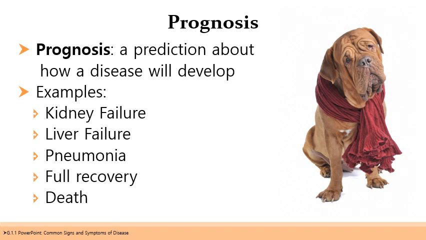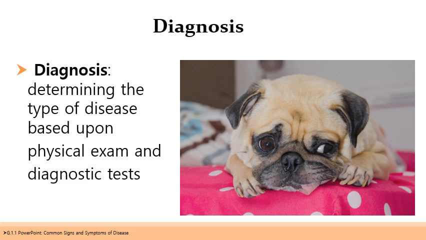Prognosis is a word that we use to describe a prediction about how the disease will develop. What is the prognosis for this animal? It will lead to kidney failure, or it could lead to liver failure. Pneumonia could lead to death, or it could be a full recovery. We always are hoping for a full recovery prognosis, and of course any of the others are life-threatening. The diagnosis is that step of actually determining the type of disease based on physical exams and diagnostic tests.